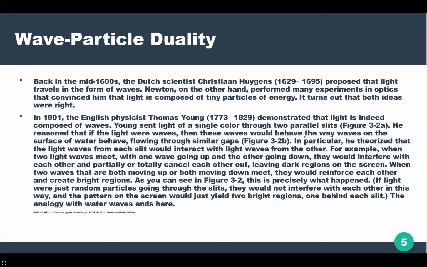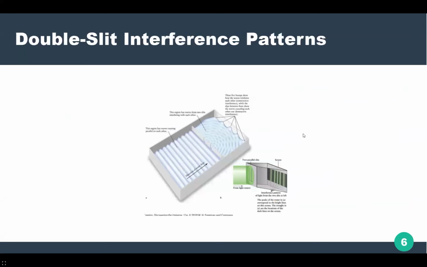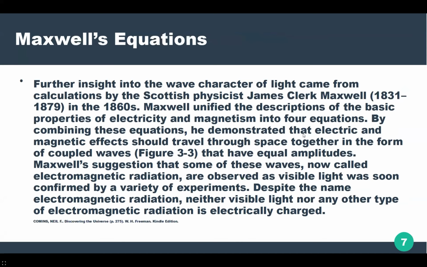The analogy with water waves ends here. And in this slide, we see that this interference pattern, which is what it's called when two waves interfere with each other coming from two slits, which is called a double slit interference pattern, does occur both with water waves and with light passed through two slits, thus substantiating Young's claim.